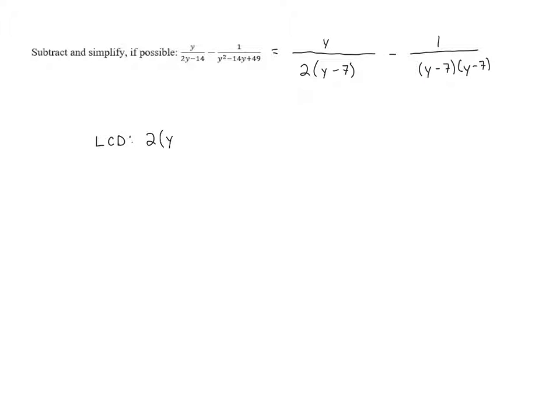So it's going to be 2 times y minus 7 times y minus 7. We can also write this as 2 times y minus 7 squared. Either one of these will work.